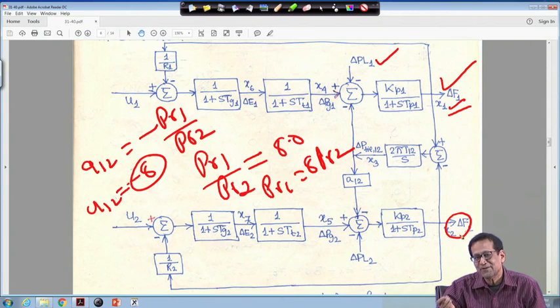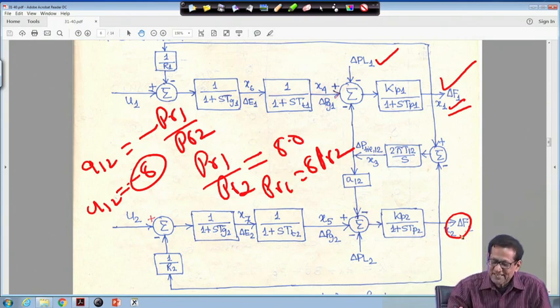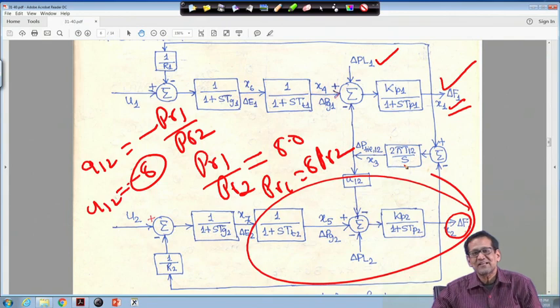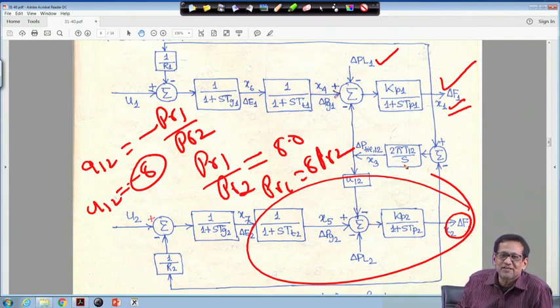I mean delta F2 is a very negligible deviation, and as we go on increasing, area 2 will basically act like an infinite bus, because the frequency deviation is zero, the frequency is constant. So in that case, this two area system can be called a single area connected to an infinite system, because the capacity of this area is very high.